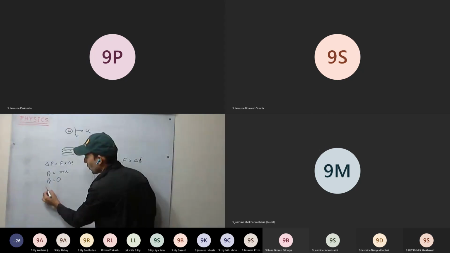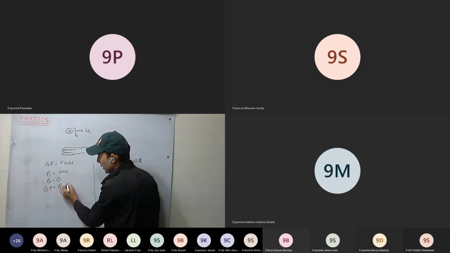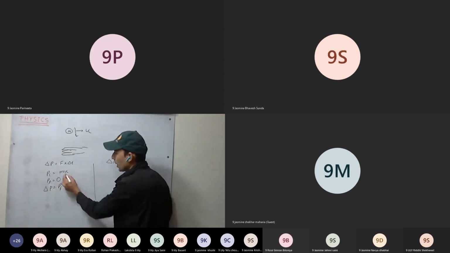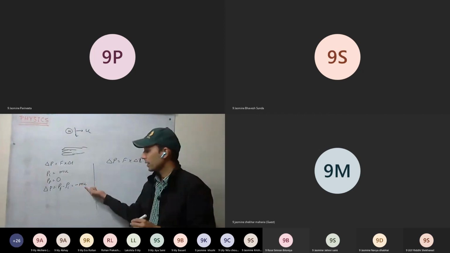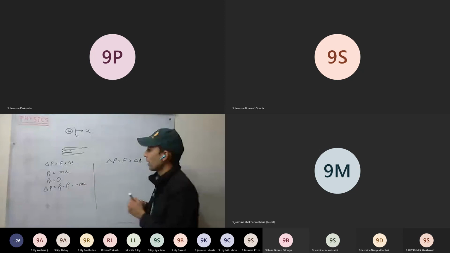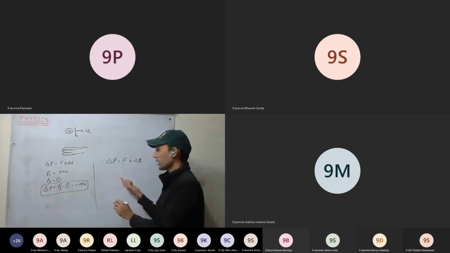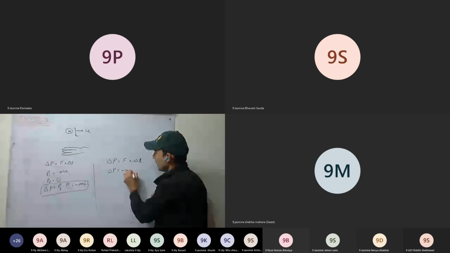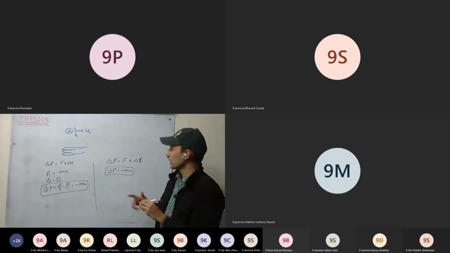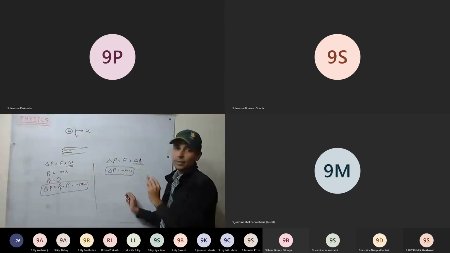So change in momentum is how much? Final minus initial. It will be how much? Minus mu. This is our change in momentum. In both the cases, change in momentum is minus mu, because at last it has to come to rest. Now the time duration will change.